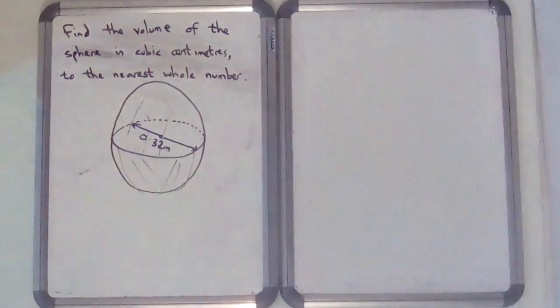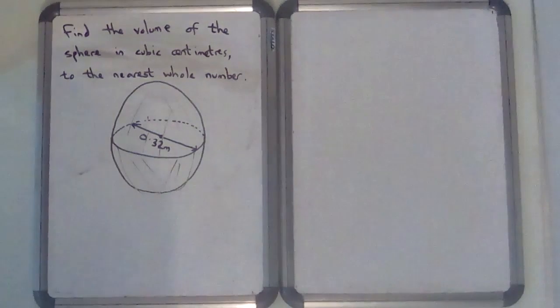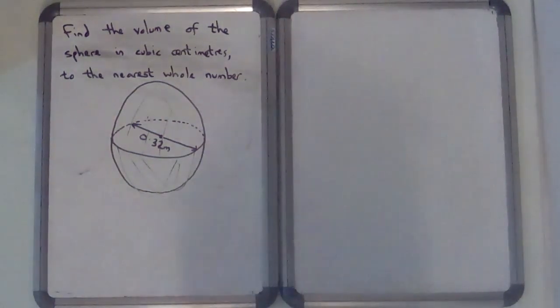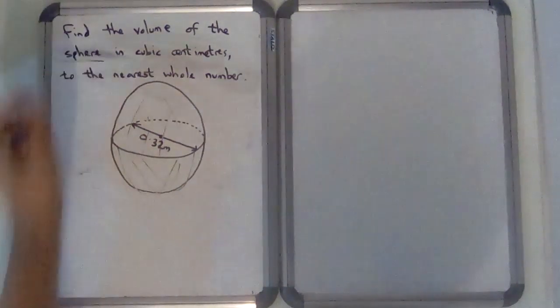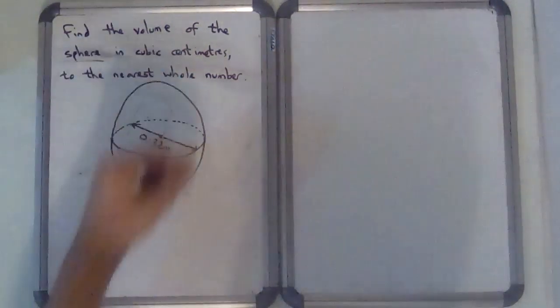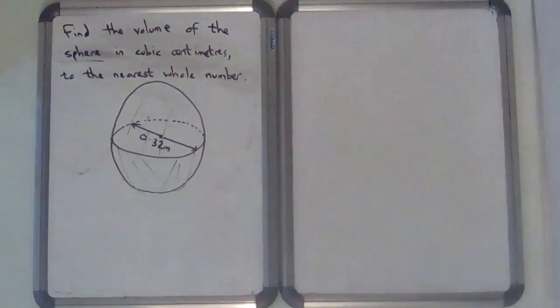Find the volume of the sphere in cubic centimeters to the nearest whole number. So here we have my best effort at a sphere. It's a little bit eggy, but thankfully it tells us it's a sphere, so you can assume that this is circular.